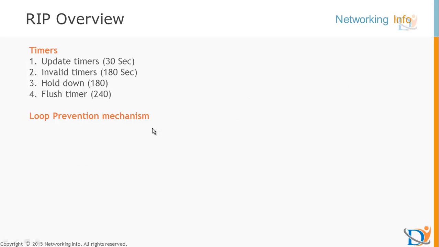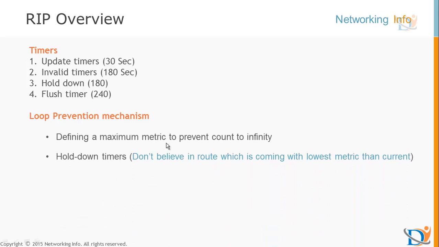There are loop prevention mechanisms we use in RIP. Because of the timer values of RIP, all the routers sometimes get confused and can believe in their neighbors and make wrong decisions. So we can define a manual hop count value for a particular network. Whatever information we are learning from a neighbor, we can define a metric value which may be unreachable.